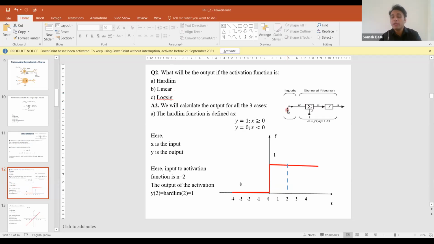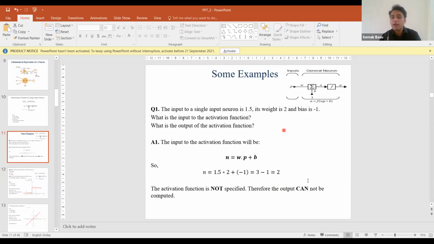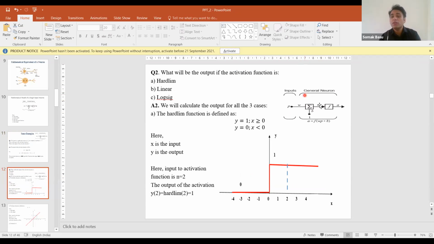So you have already calculated the value of n in the previous slide. What is the value of n? The value of n is 2. 1.5 into 2 plus minus 1 is equal to 2. You have already calculated the value of n. But in the previous example, you were not given the activation function. Let us say now the question gives you the activation function.